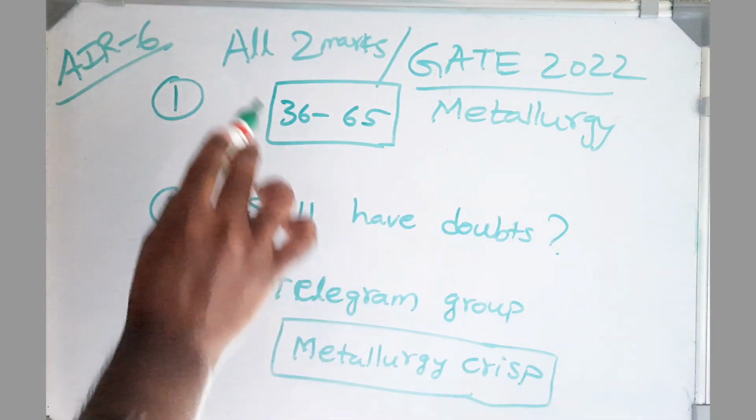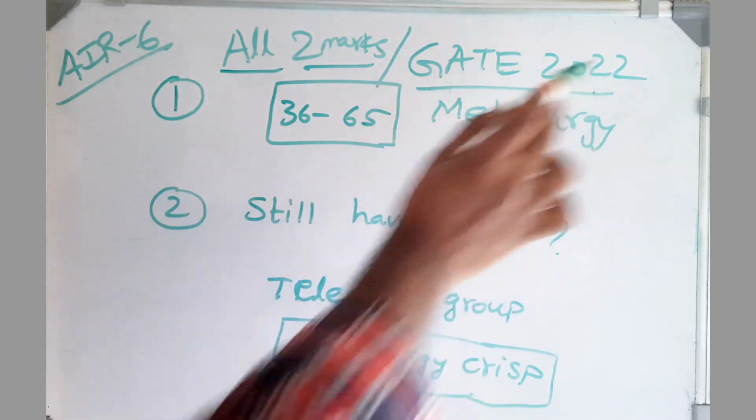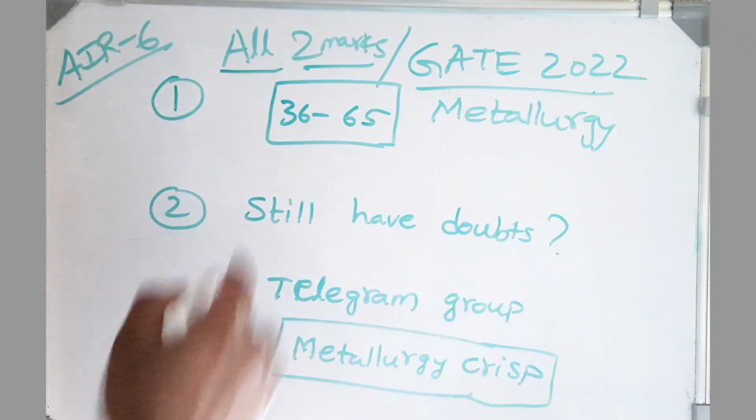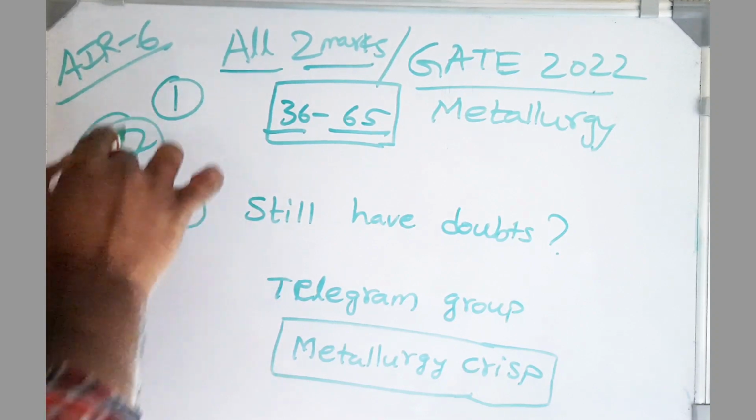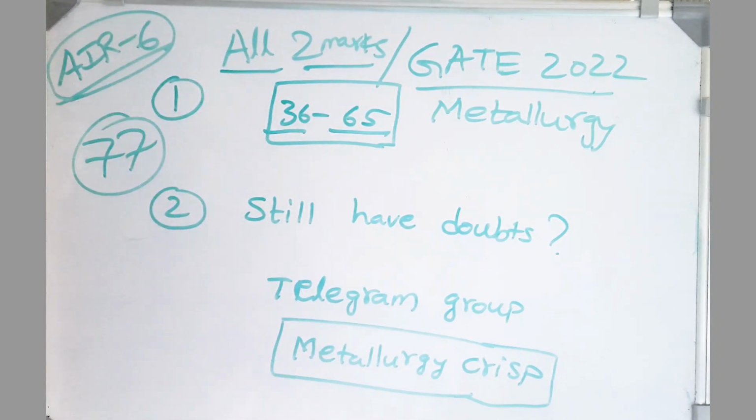In this video, we are going to discuss all 2-mark questions of GATE 2022 Metallurgy from 36 to 65. Friends, I scored 77 marks in GATE 2022 and I got All India rank 6. So I'm going to discuss all these questions with you in a short manner. I'm not going to take much of your time; I'm going to give simple solutions.